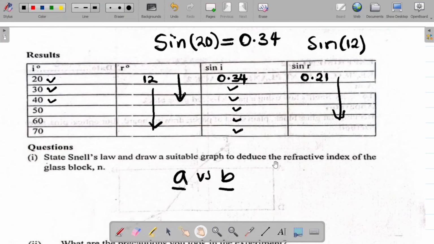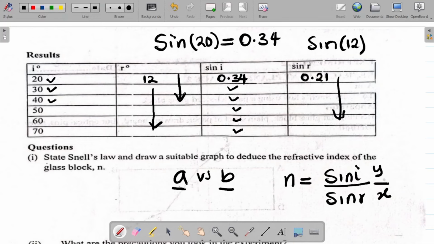Well, the idea is here. They said to deduce the refractive index of a glass block. And from Snell's law, we said refractive index N is equal to what there? Sine I all over sine R. So if this is how I can get my refractive index from Snell's law, it means this becomes my Y all over my X. In essence, I will be plotting sine of I against sine of R. So on the vertical axis, which is the y-axis, you plot the sine I values, okay? While on the horizontal axis, which is like the x-axis, you plot the sine R value.